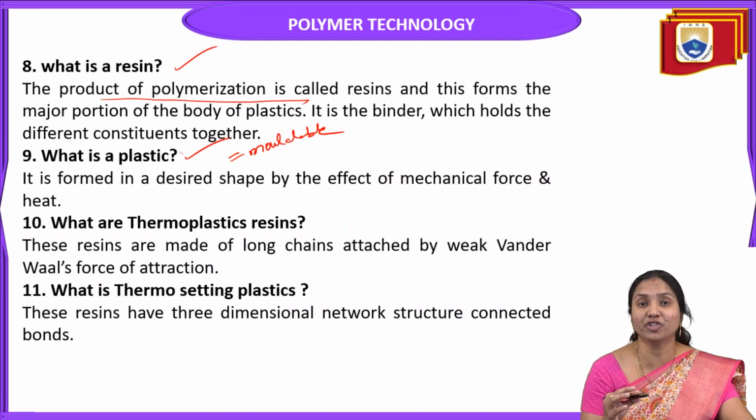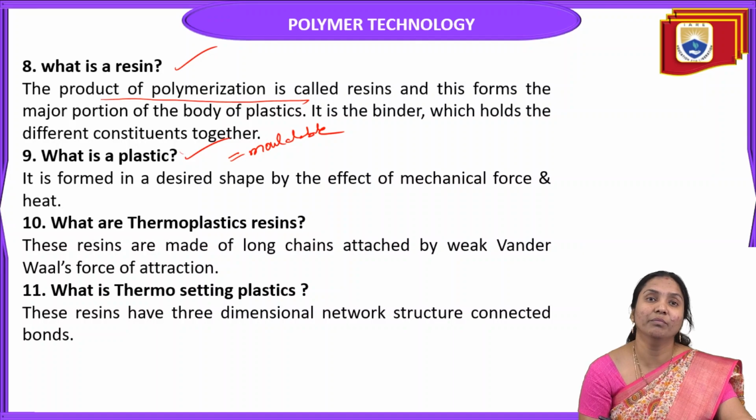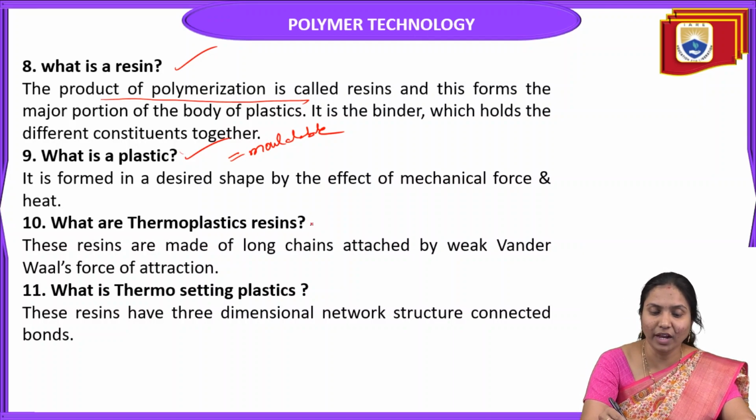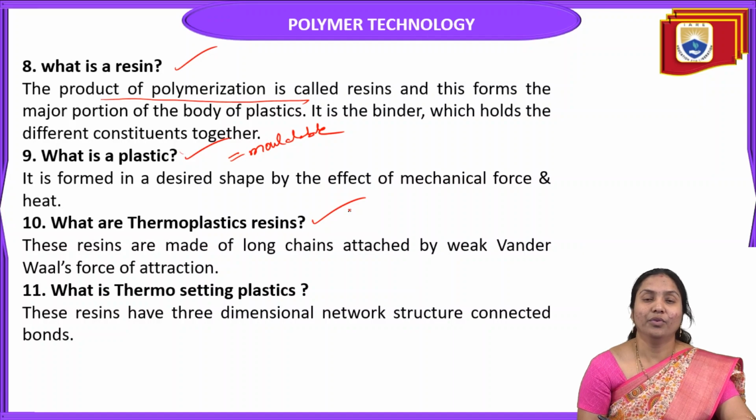The polymer which can be molded into a hard, tough, utility article by the application of heat and pressure is called plastic. Or otherwise, it is formed in a desired shape by the effect of mechanical force and heat. It is also called plastic. But plastic means moldable.